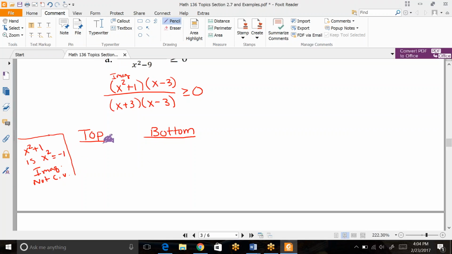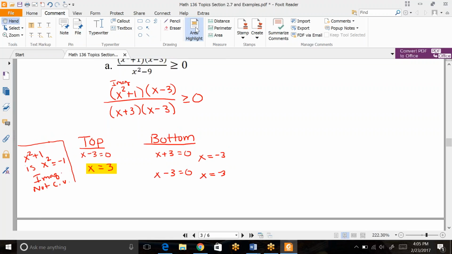Okay, but we do need to set the x minus 3 equal to 0. So that would be x equals 3. For the bottom, we have an x plus 3 equals 0 and an x minus 3 equals 0. That gives me negative 3 and 3. This is the first time this has happened, so I want to point this out. The number we have for the top is the same as the number we have for the bottom on one part. If you had canceled that out, you would miss this, and this is not something you can miss because it does cause an issue.